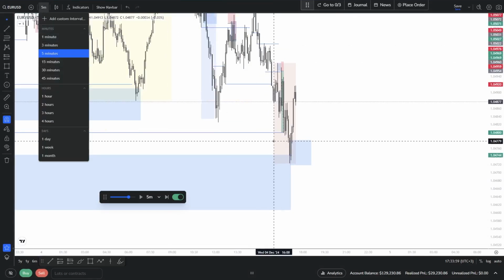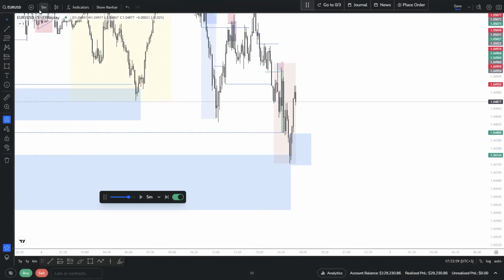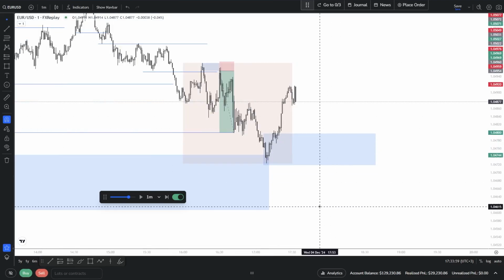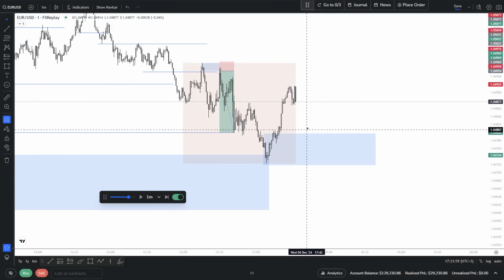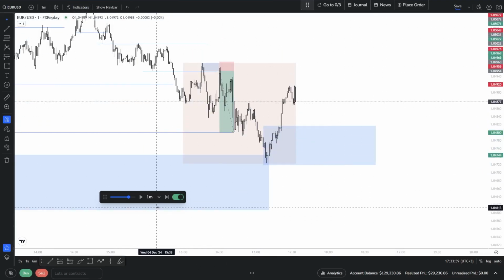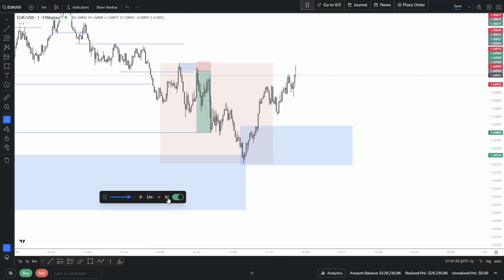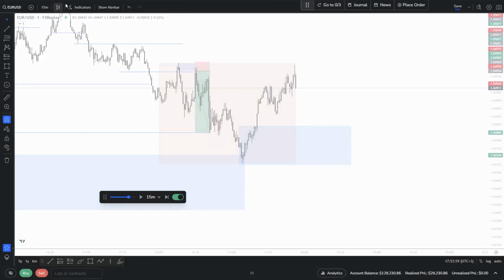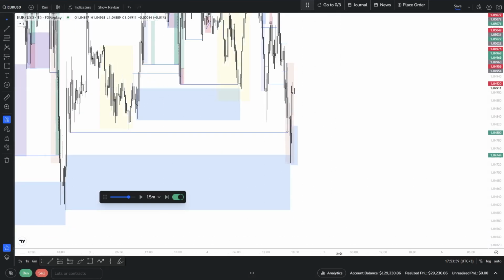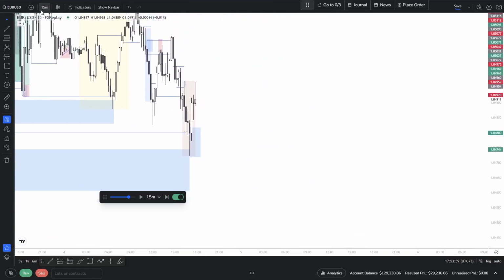M5, let's make it this one. M1, and yes, sir. Might just make it this whole stuff, right? Include all those candles. Come on. Go on M5. Sorry, M5.